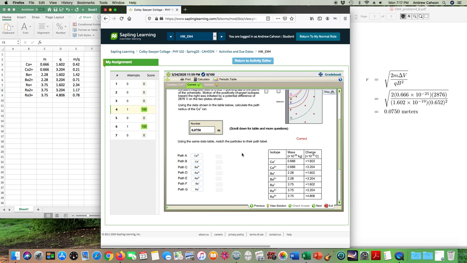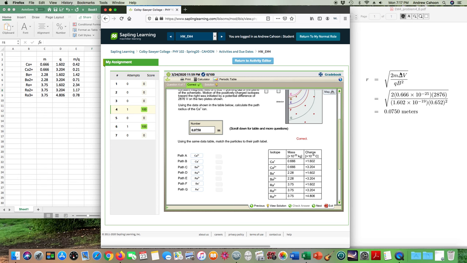The second part of the problem, the way I thought would be most efficient to do it was to take the data that's here and put it in an Excel file. So I have the same data plugged in over here. If you'll notice, there's a third column of data for mass over charge. So the first is mass, the second is charge, and then we have mass over charge. And that's because of the formula.